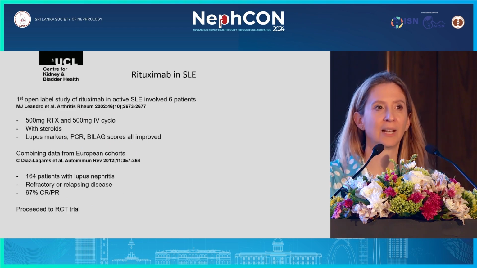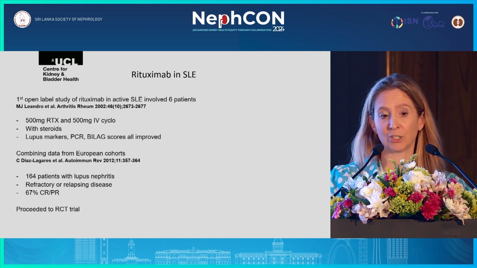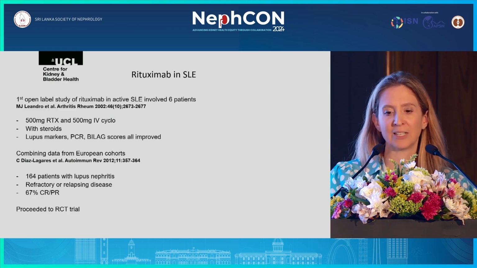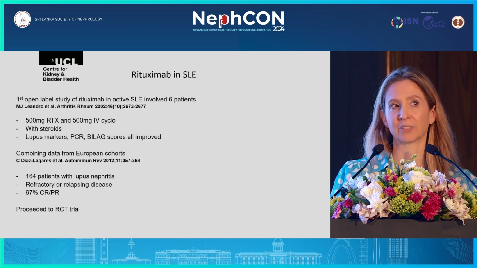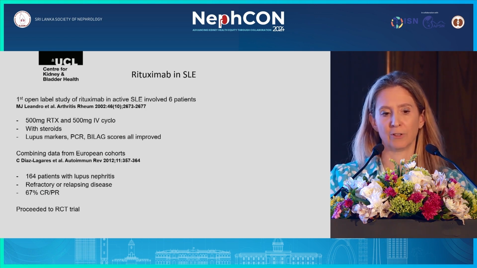The first open label study of rituximab in active lupus involved 6 patients. It was published over 20 years ago. These patients were treated with 0.5 gram of rituximab plus cyclophosphamide with steroids, which resulted in improvement in lupus markers; protein creatinine ratio and the BILAG scores all improved.